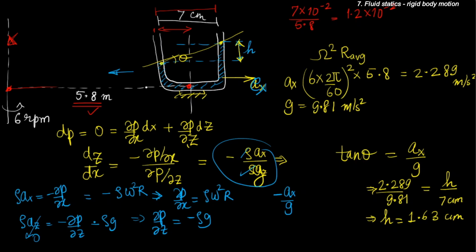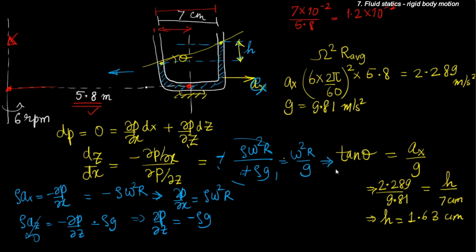I mean, let me not skip this step. So this is equal to minus of, so del p del x is rho omega square r divided by del p del z is minus rho g. So this minus sign cancels, so it becomes omega square r upon g. And this is exactly as this statement. So that is how you find it.